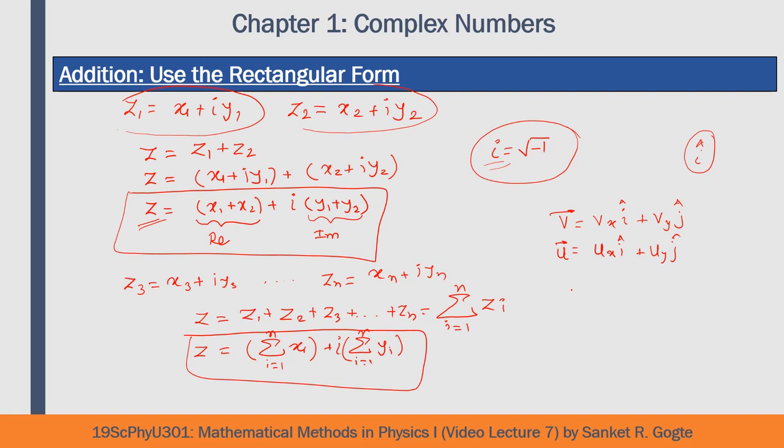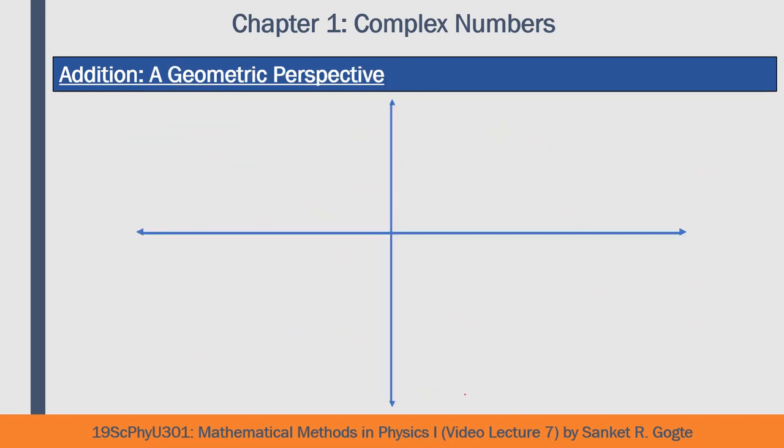Now when I add these two vectors, v plus u, their addition is such that the x component is the addition of the x components of the two vectors, and the y component of the resultant vector is the addition of the y components of the two vectors, which is the same as what happens in the case of complex numbers. When we discuss the geometrical interpretation of addition of two numbers, it will be clear why I discussed the addition of vectors.